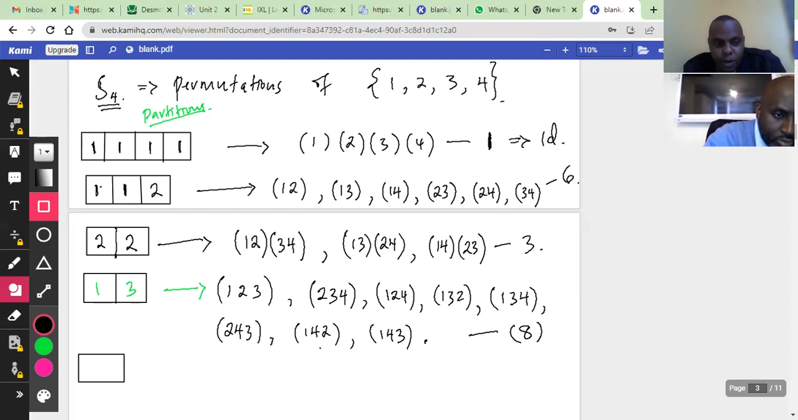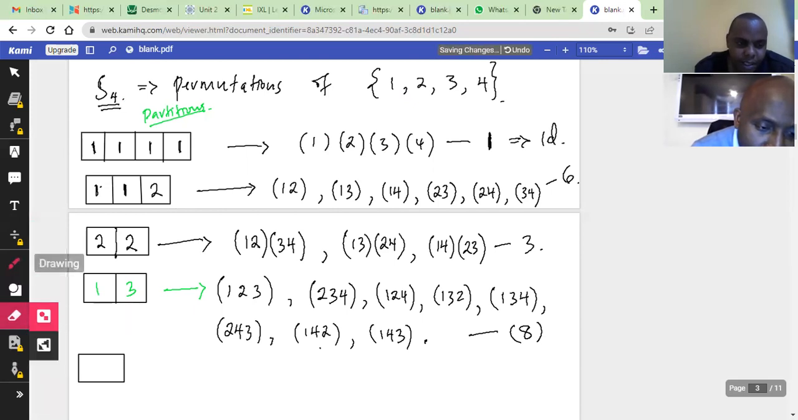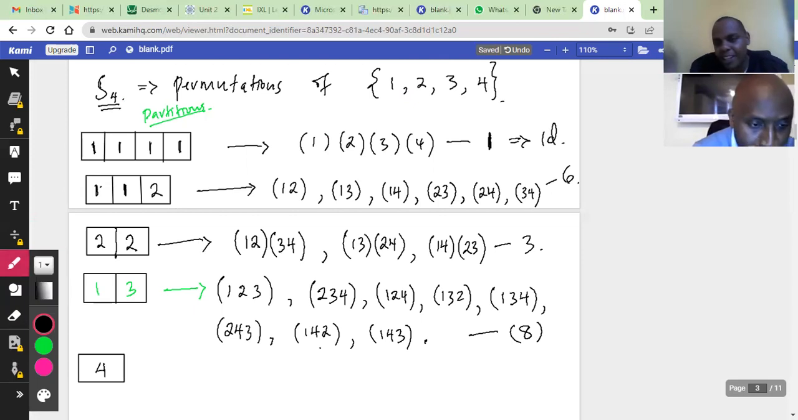So we already did 1, 1, 1, 1, 1, 2, 2, 2, 1, 3. So the next thing, 3, 1, is it the same as 1, 3? Yes. Okay, so just don't partition. Just get the 4 itself. So you just come up with one partition with the 4 elements.